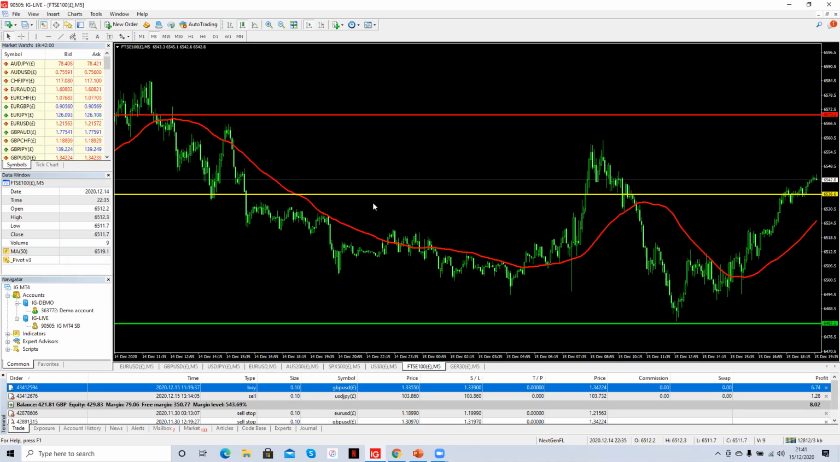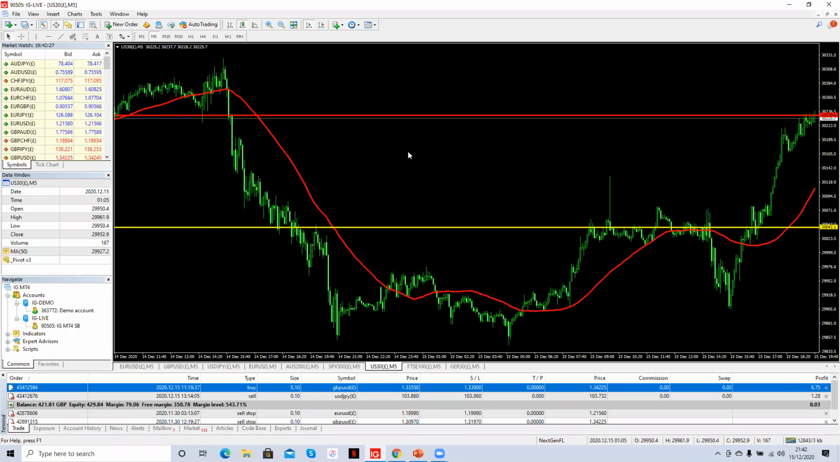But I must tell you that the FTSE is very slow, it's not very volatile. So I tend to mostly swing trade FTSE. I don't tend to day trade it, because to capture 60 pips for FTSE is difficult. It's a very slow market, so it's better for swing trading.